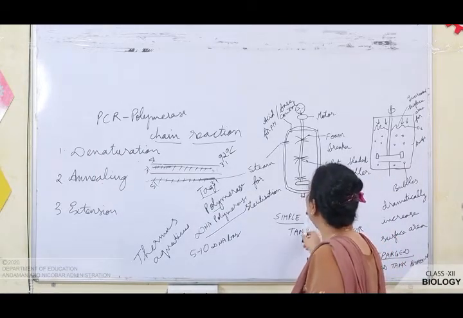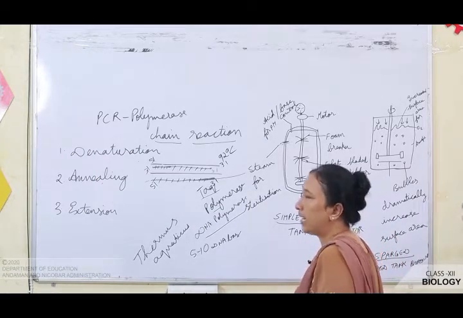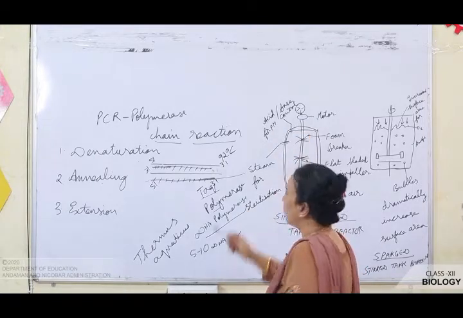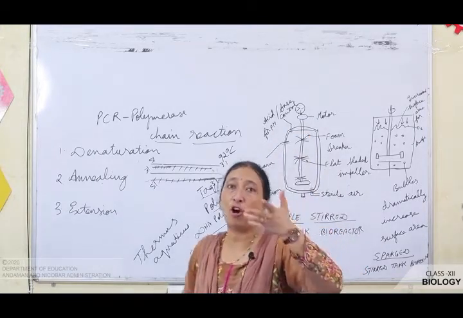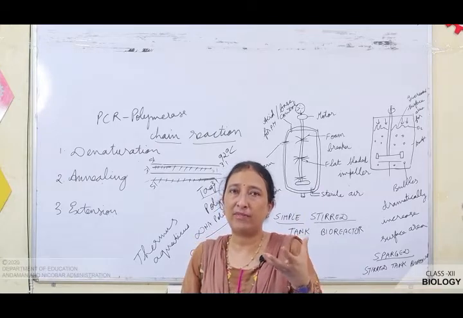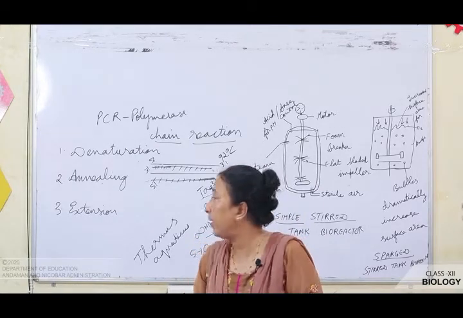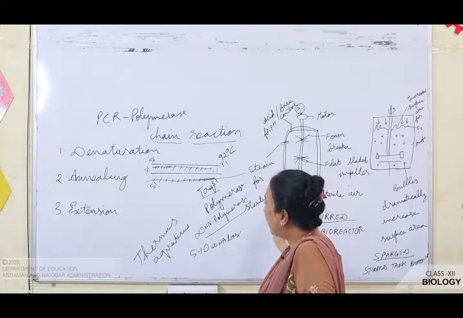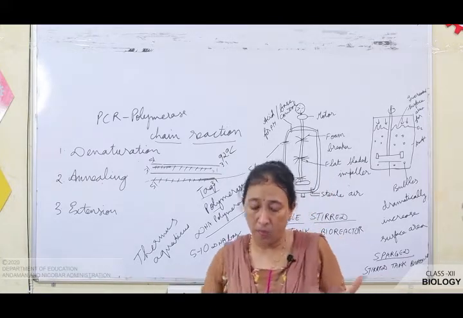Mostly we are using the simple stirred tank bioreactor, because everything is being maintained, and even the timer is there, meaning for how many hours we have to run, so that we get our desired product. Okay, so this is how we are getting a desired product. In the tank bioreactor we are producing in so much quantity.